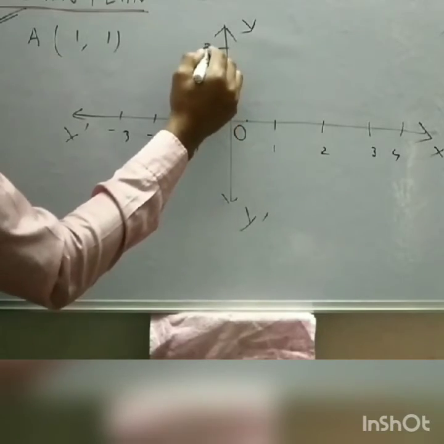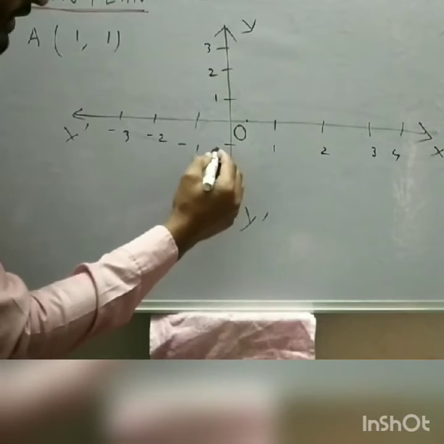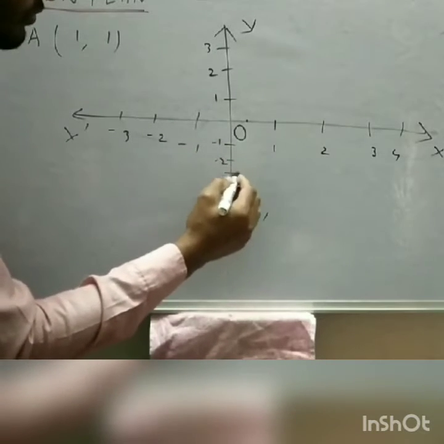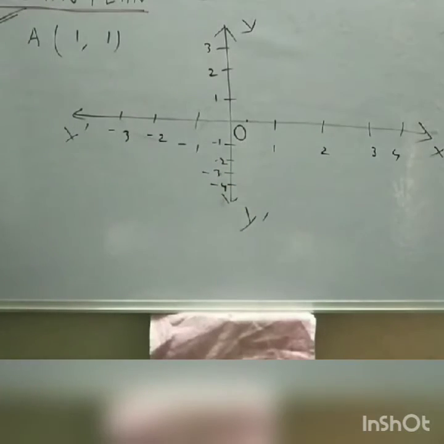1, 2, 3. And the numbers below the horizontal line on the y-axis are our negative numbers: -1, -2, -3, -4. Now look at here, students.